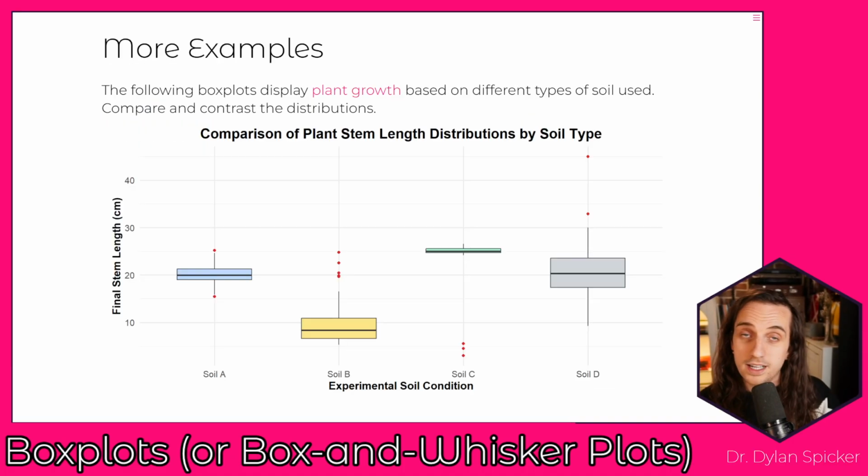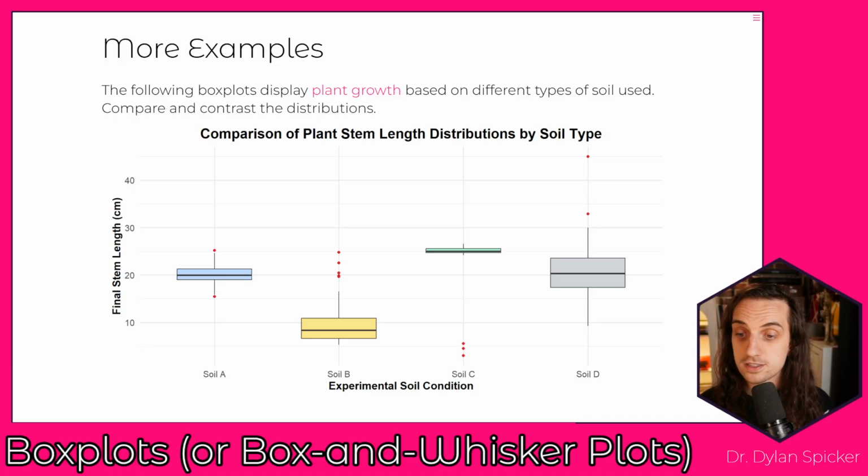Now, we have another example here, and this gives us the plant growth based on different types of soils used. All we want to do here is compare and contrast these distributions. We have soil A, B, C, and D. Each of them displays how much the plants grew, and so we can start thinking about what we can say about the different distributions.